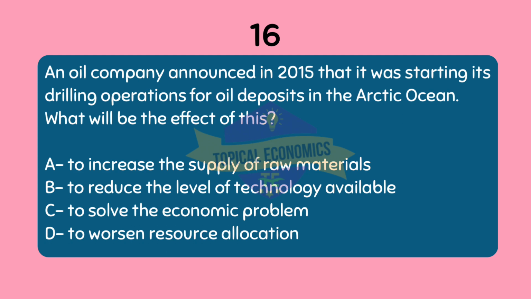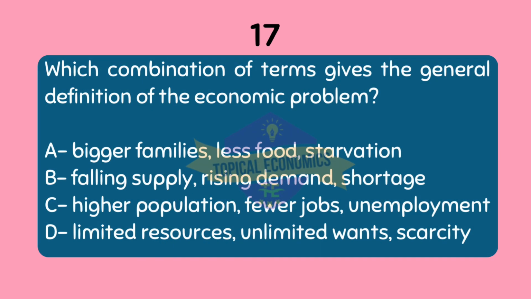When we look at the other options, option B, to reduce the level of technology available, is incorrect. Drilling for oil often involves advanced technology rather than a reduction in technological capabilities. Option C, to solve the economic problem, is not accurate, as the economic problem of scarcity is not solved by merely increasing supply, it requires efficient resource allocation. And option D, to worsen resource allocation, is also not directly related. While there can be environmental concerns, the immediate effect of drilling is an increase in the supply of a finite resource. Moving to the 17th question.